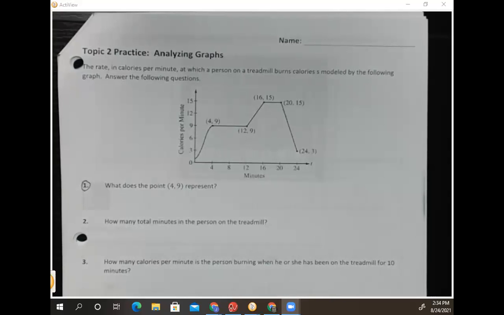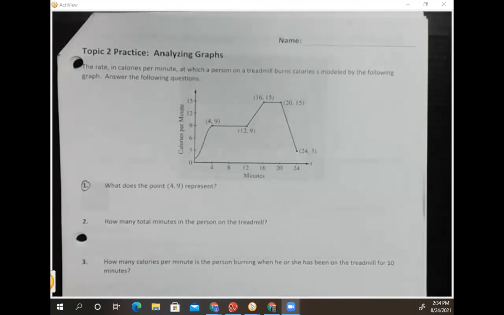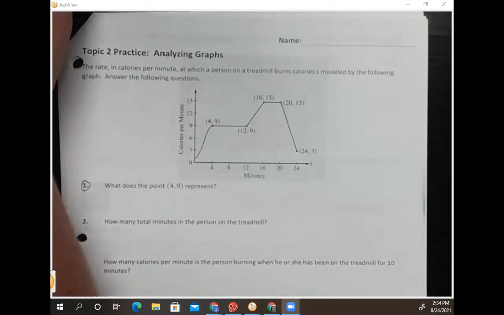And then we're going to end class today with a quick little review of some things that we should know how to do on our calculators. So that's what we've got for today. Again, we're starting on page 13. This, again, was your homework for last night.